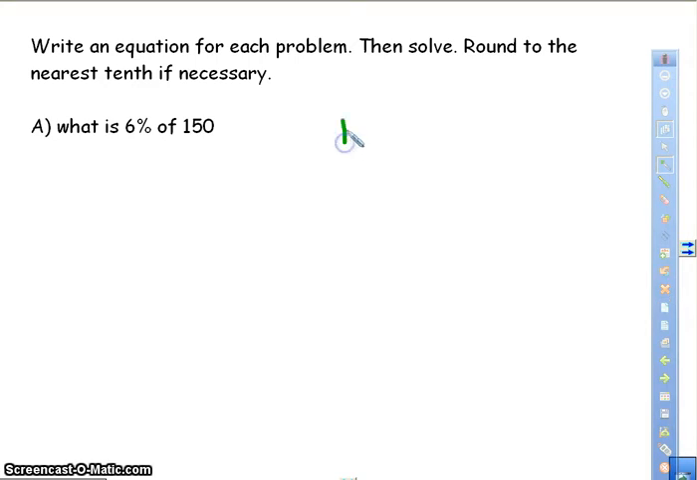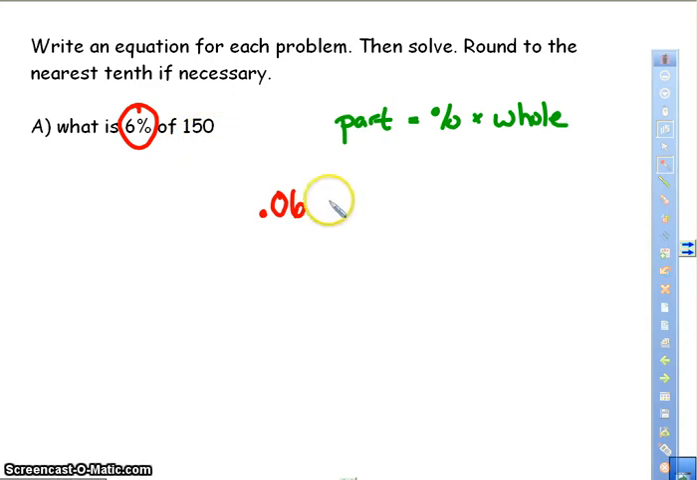Okay, I'm going to write up here what our percent equation is, and that is part equals percent times the whole. Okay, so what is 6% of 150? Well, we know this is our percent. Okay, and we're going to go ahead and write that as a decimal. So 6% is 0.06 of 150, which represents the whole.